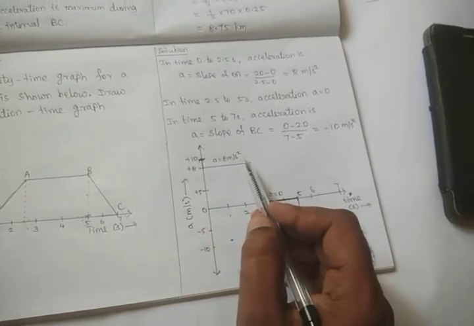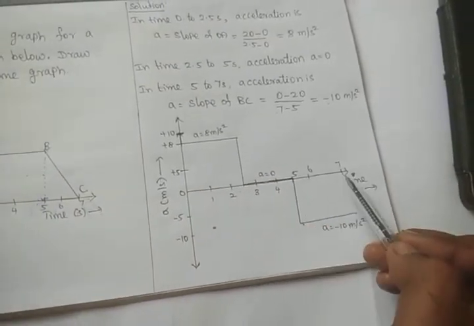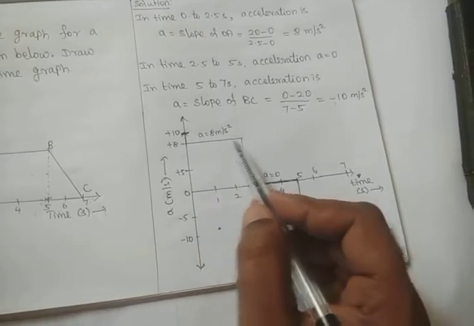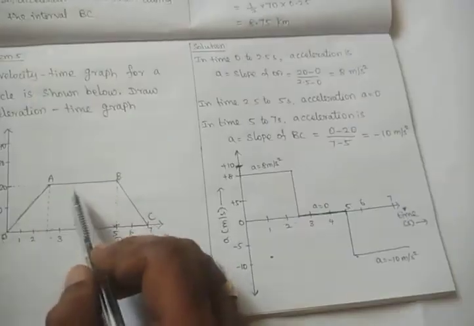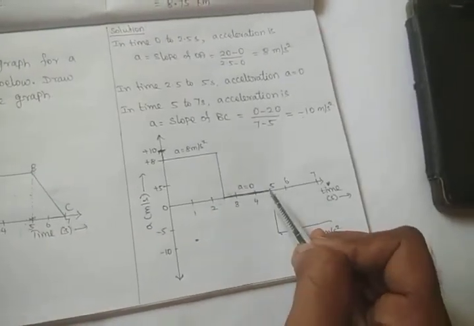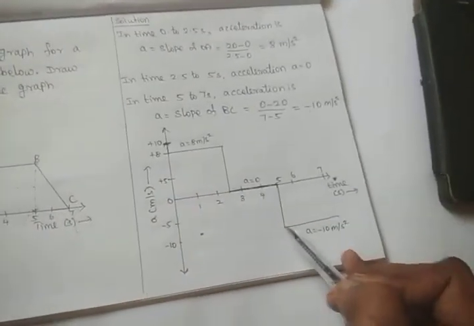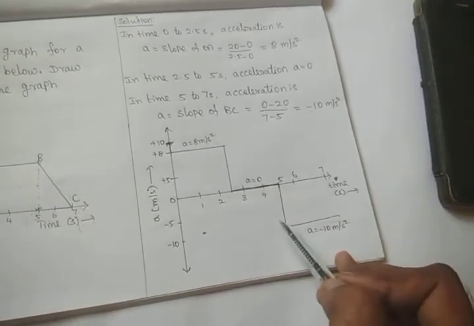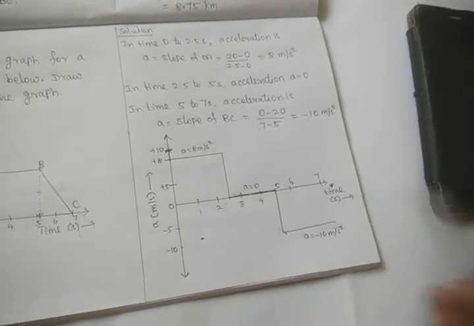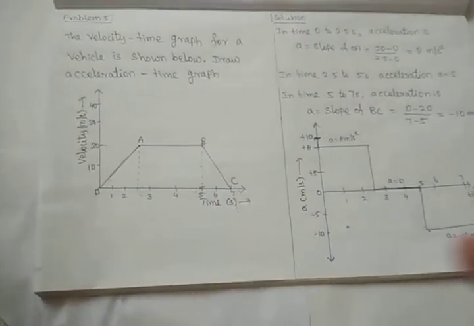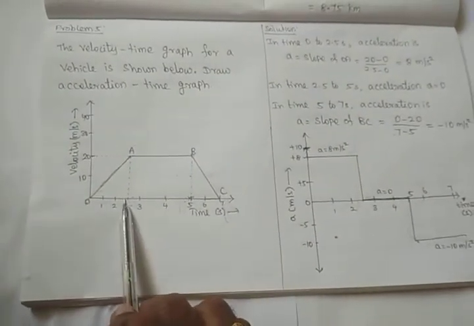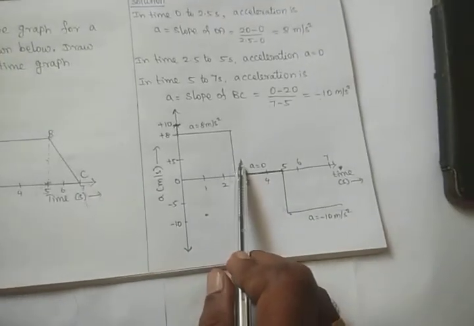So on the acceleration time graph, positive 8 meter per second square from 0 to A. For A to B, it is 0 acceleration. For B to C, negative acceleration. You draw this line and this line just to connect. These are all the things. So this graph represents the velocity time graph of this one. The velocity time graph is rewritten as an acceleration time graph like this. This type of question is asked in examinations.